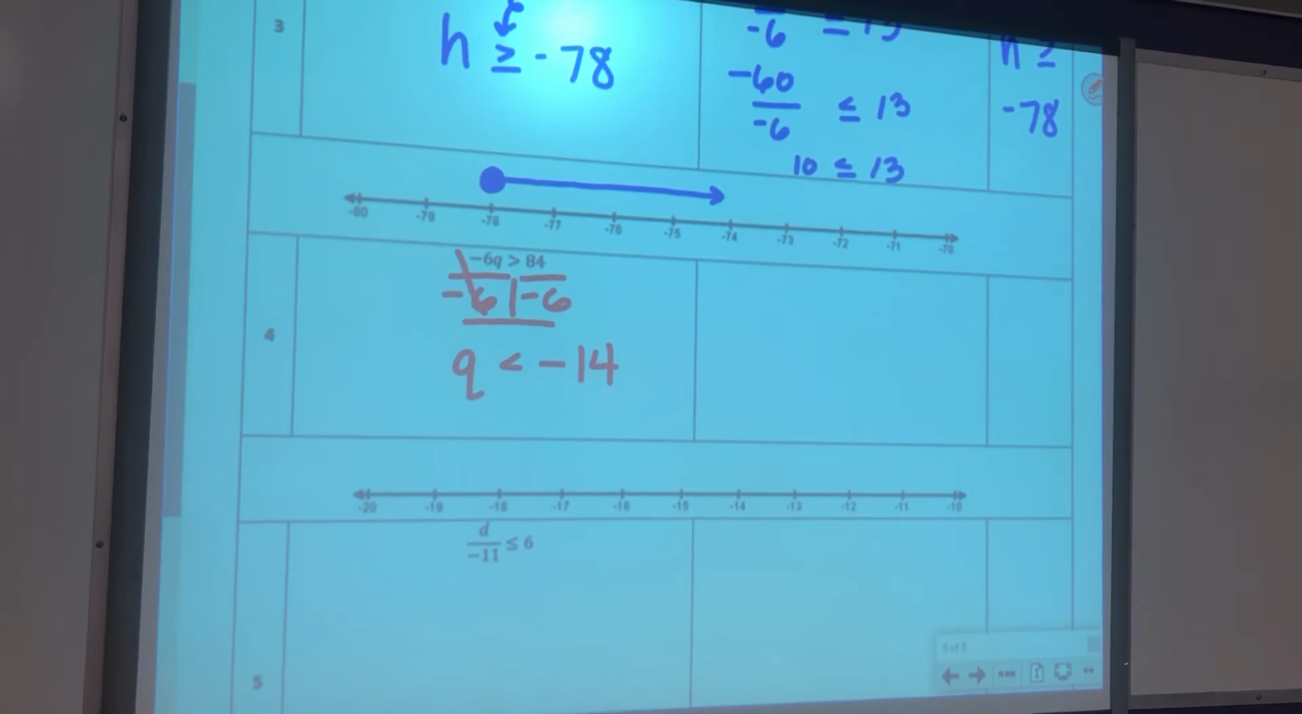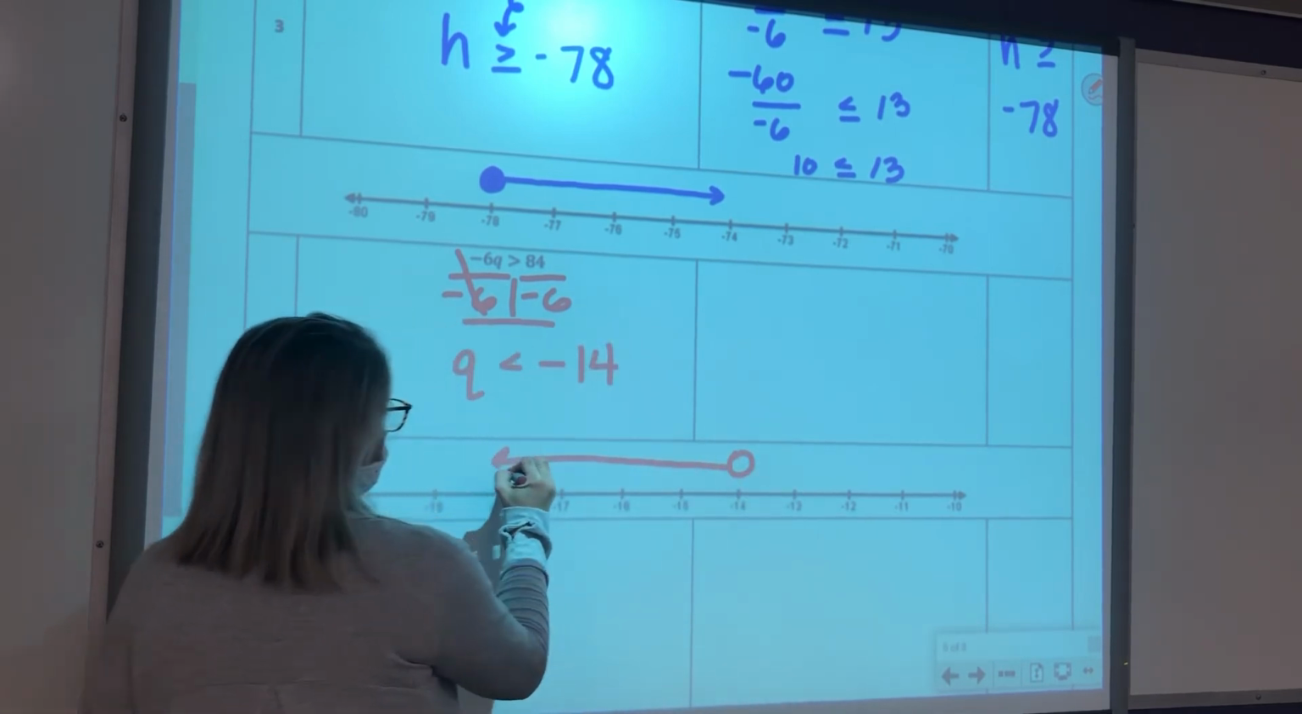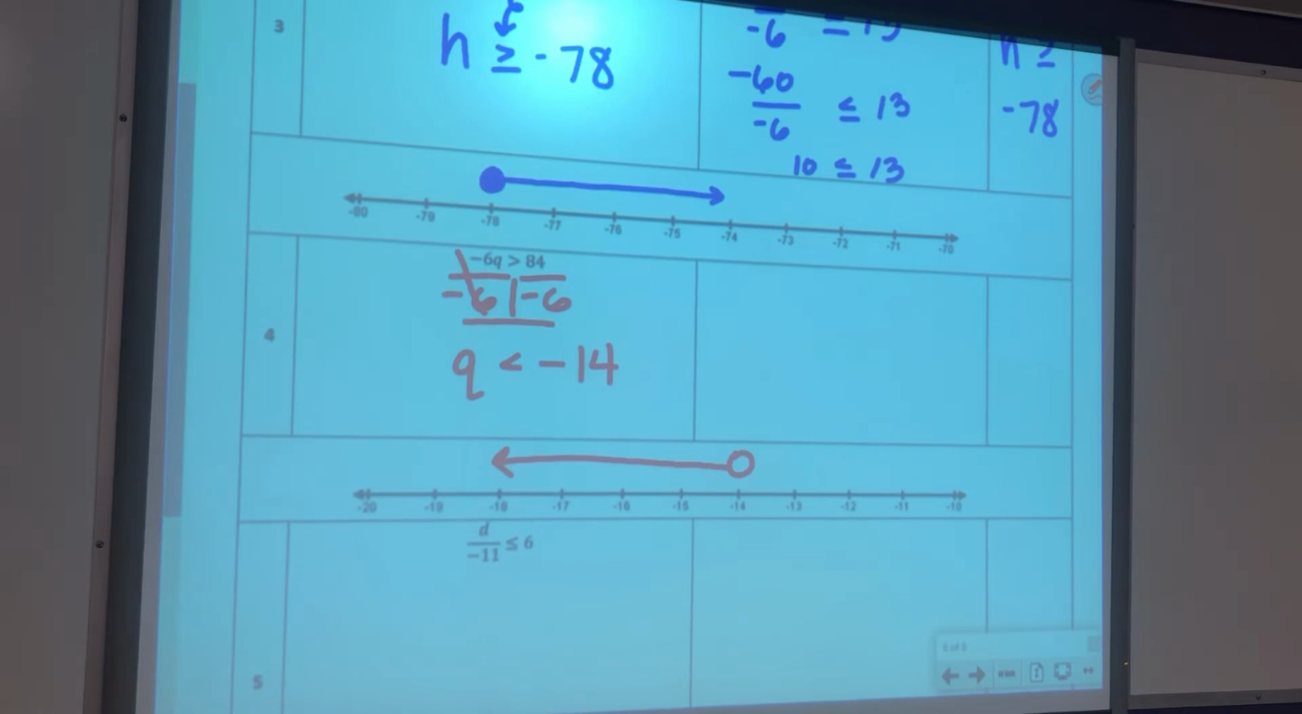Open or close? Open. Left or right? What number am I going to choose to check with this one? Negative 20. Okay, why am I going to choose negative 20? Because a negative times a negative is a positive. Yes, it equals 20.